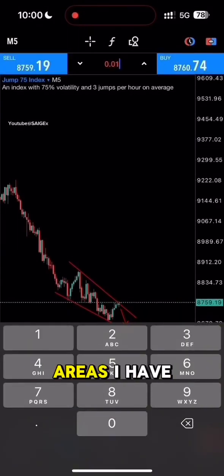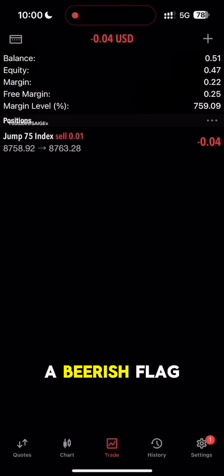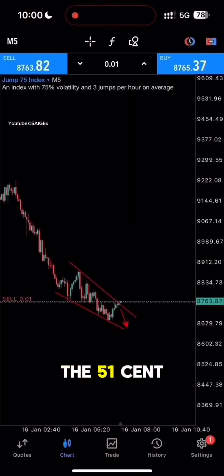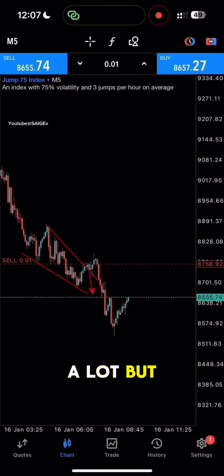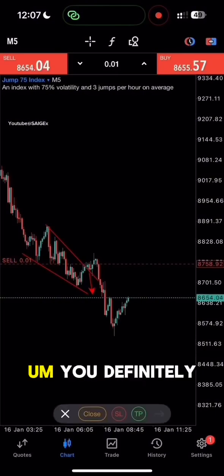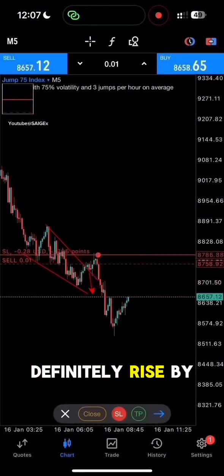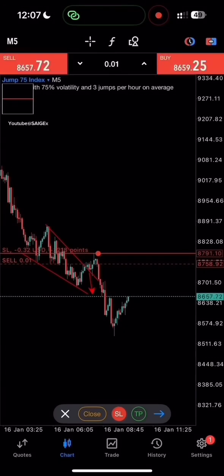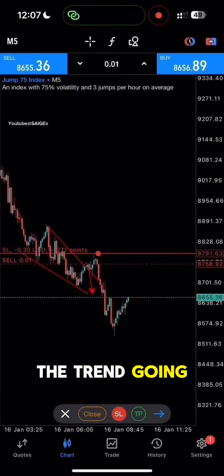So identifying my areas, I have set the arrow to down because this is a bearish flag. So this is the 51 cent. Unfortunately, it cannot accommodate a lot, but with sniper entries, you definitely get the hang of it and it will definitely rise bit by bit. So currently it has followed the direction, it has respected the trend going down.